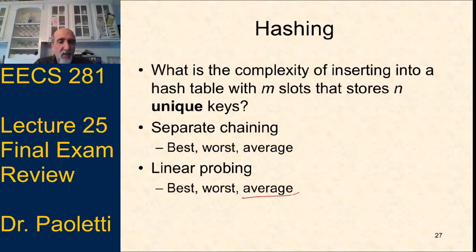So for separate chaining, let's just do best for both of them. Best case is always O of 1. We can always get O of 1 behavior. We can always get lucky. When we're doing insert, I hash and I find an empty bucket right where I want to insert, and so I can insert right there. So the best case is O of 1.